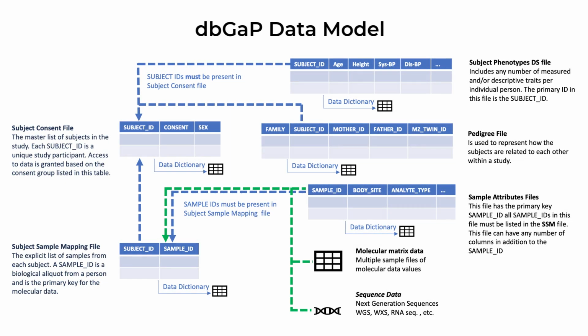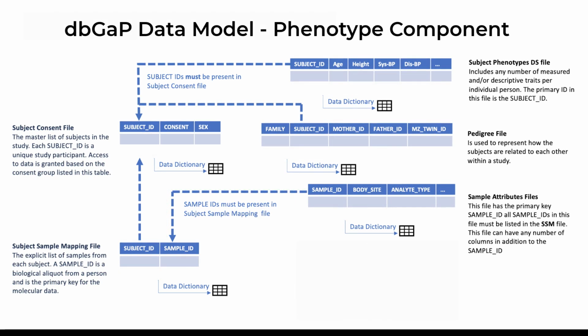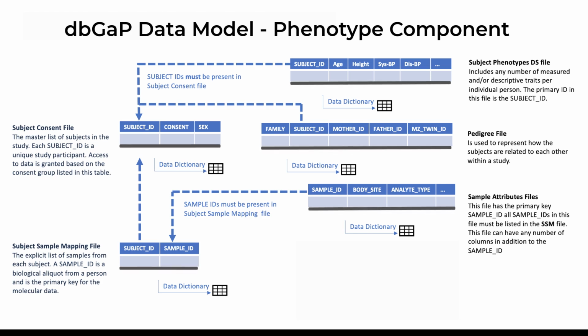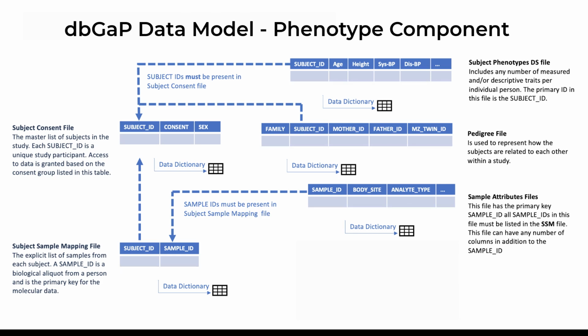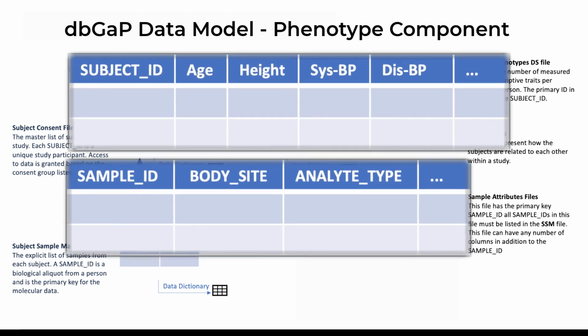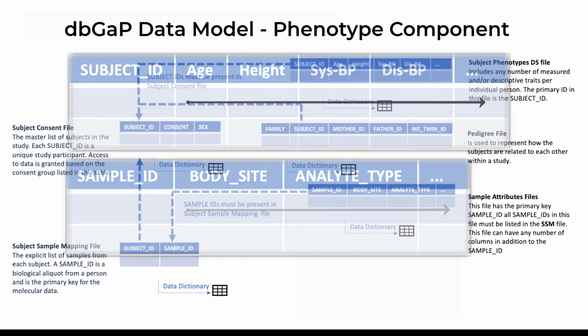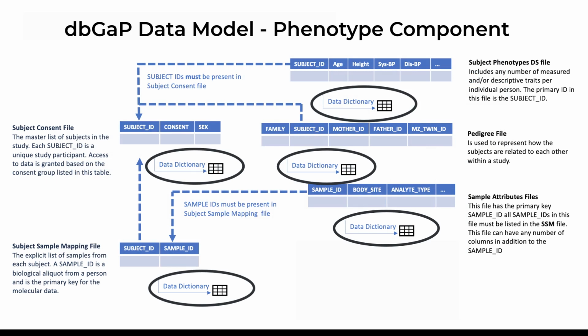Let's see how the data are organized by briefly reviewing dbGaP's data model, beginning with the phenotype component. All of these blue rectangular tables are part of the phenotype component. There is a row for each subject or sample, and any number of columns with the phenotypic variables. And every dataset must have a corresponding data dictionary that minimally provides descriptions of the variables, units of measurement, and code meanings for coded values.